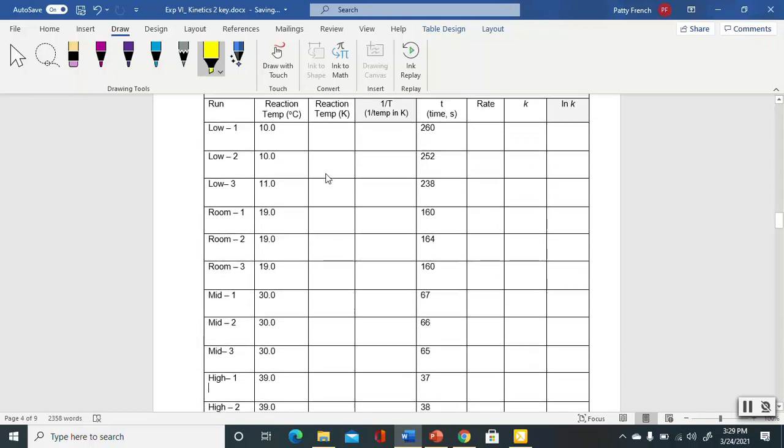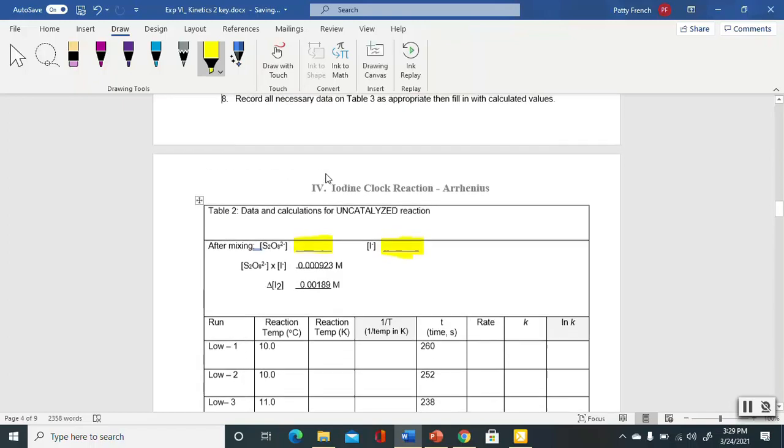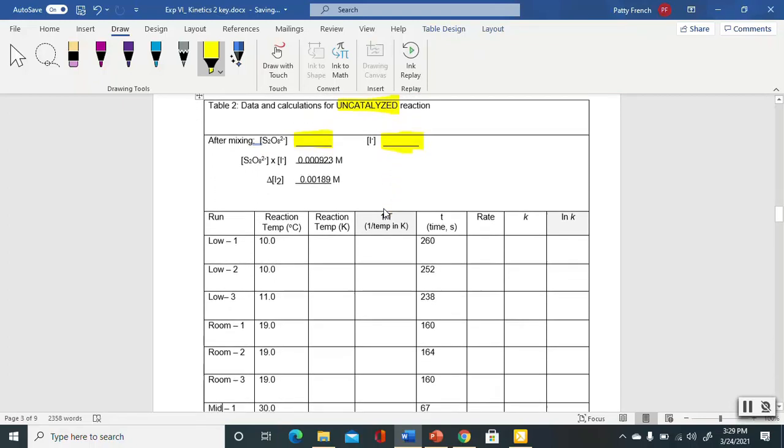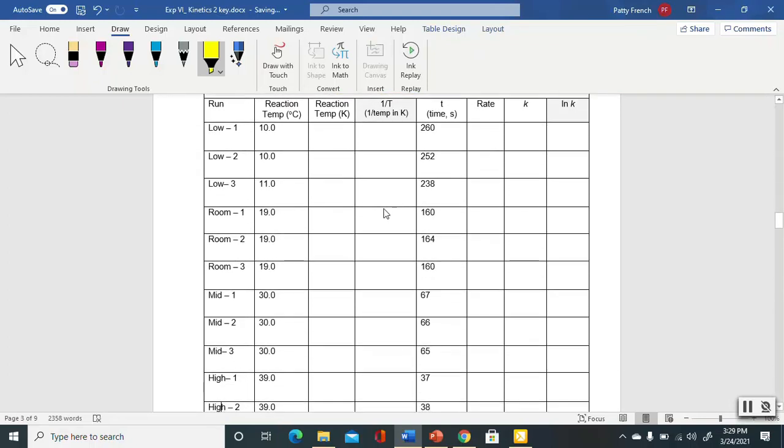Now, this one said at the top, uncatalyzed. That means we're going to do one without a catalyst. And what do we know about a catalyst? How does it affect a reaction? Remember, it lowers the activation energy. Exactly. So that's what we expect to see here.